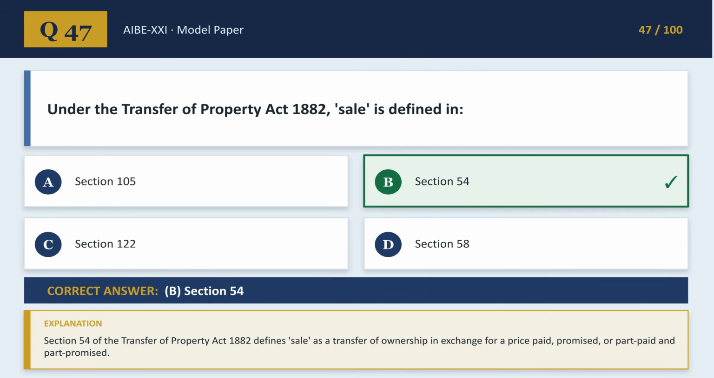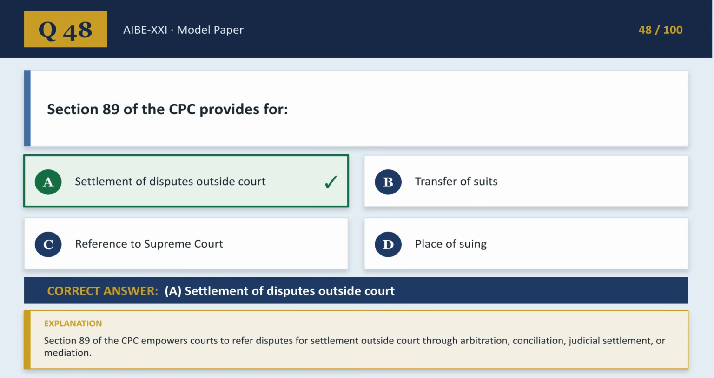This section defines sale as a transfer of ownership in exchange for a price paid, promised, or partly paid and partly promised. Section 89 of the Code of Civil Procedure, or CPC, provides for the settlement of disputes outside court. It empowers courts to refer disputes for resolution through methods like arbitration, conciliation, judicial settlement, or mediation.